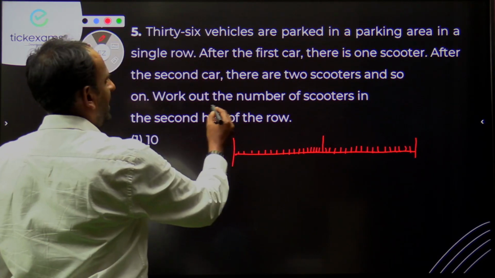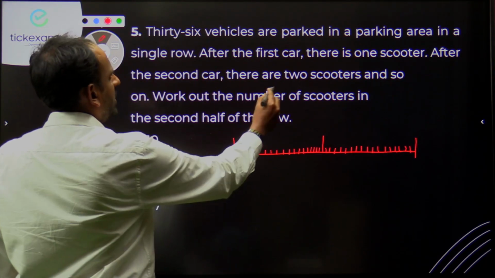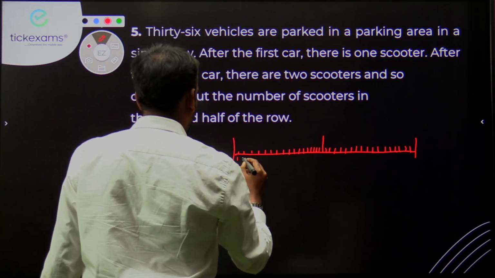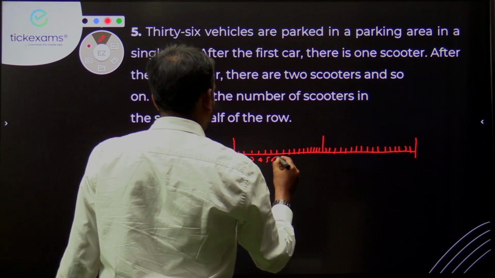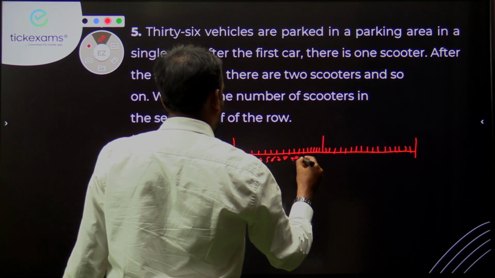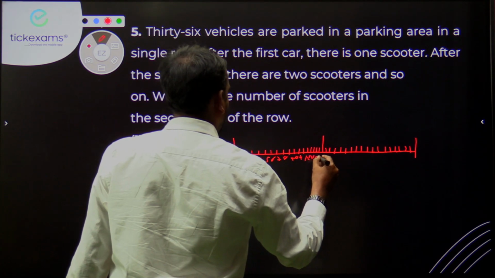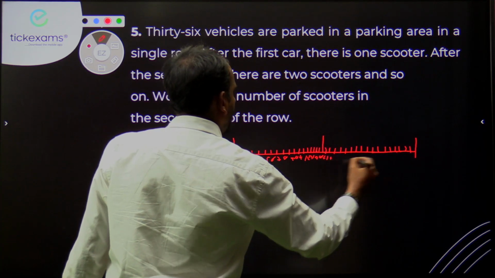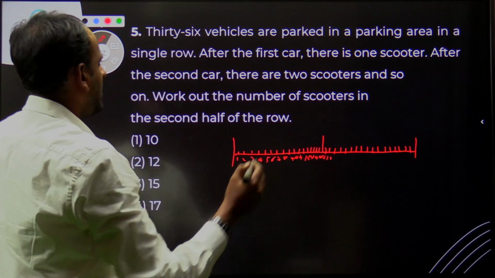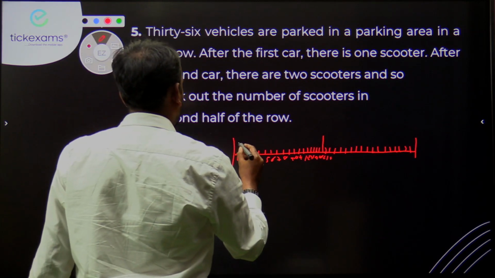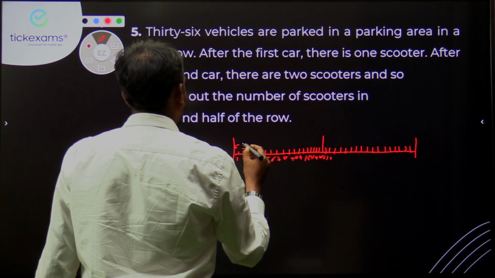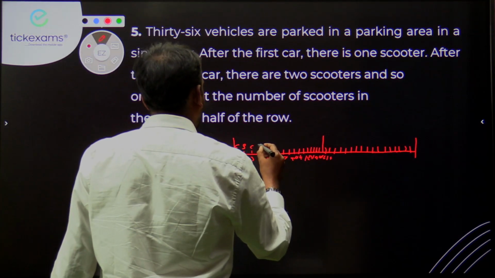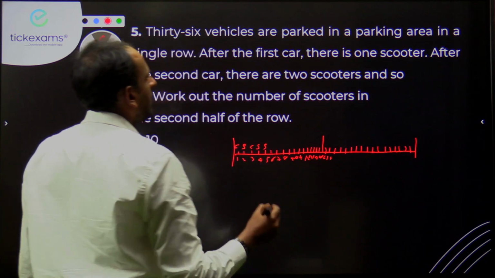So the logic here is that after the first car, there is one scooter. So we'll write 1, 2, 3, up to 18 here, and so on. After the first car, there is one scooter. After the second car, there are two scooters, and so on.